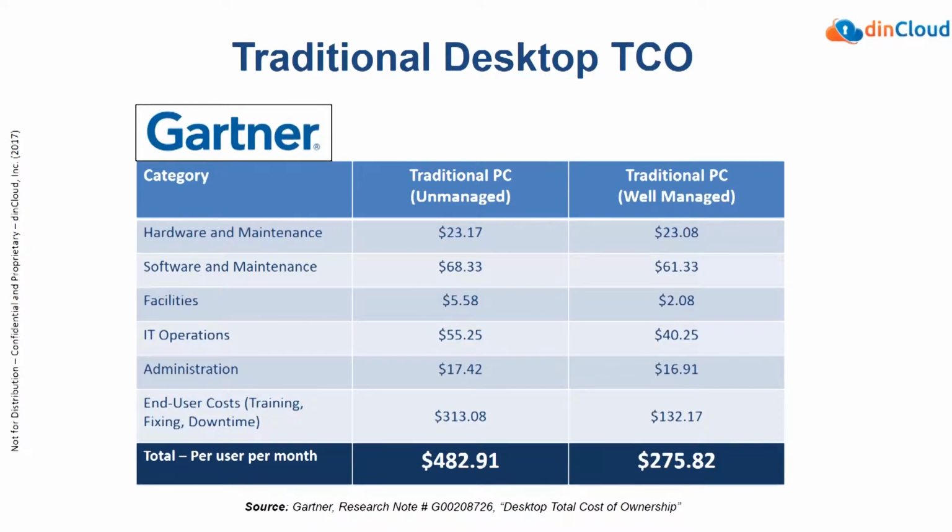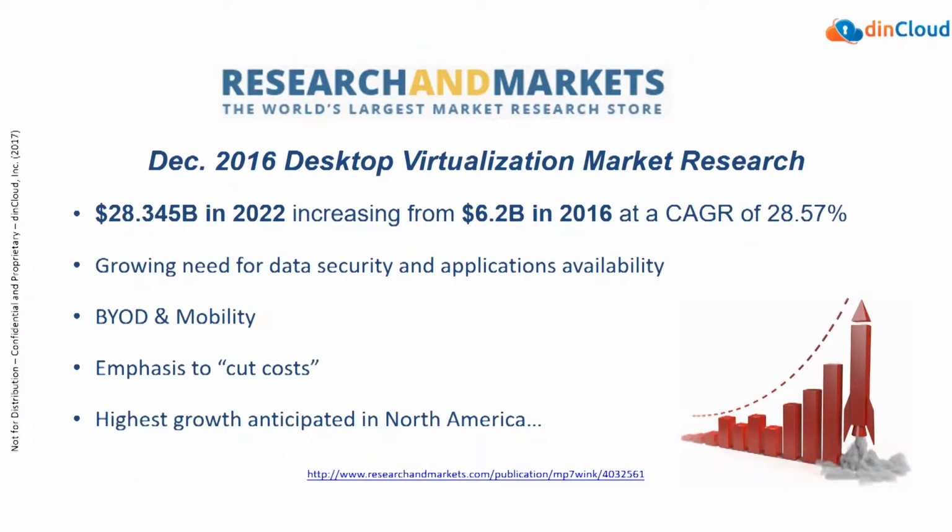The difference being, how well managed are you? Do you have an ITIL-based help desk where you're getting high first call resolutions? Do you have software tools where you can do remote control? You can distribute software. You can automate the patching process. And if you've got all that, you're going to be around that $275 per user per month. So that's what Gartner's suggesting the traditional cost of ownership is. So there's got to be a better way to do that. That's where VDI and DaaS come into play.